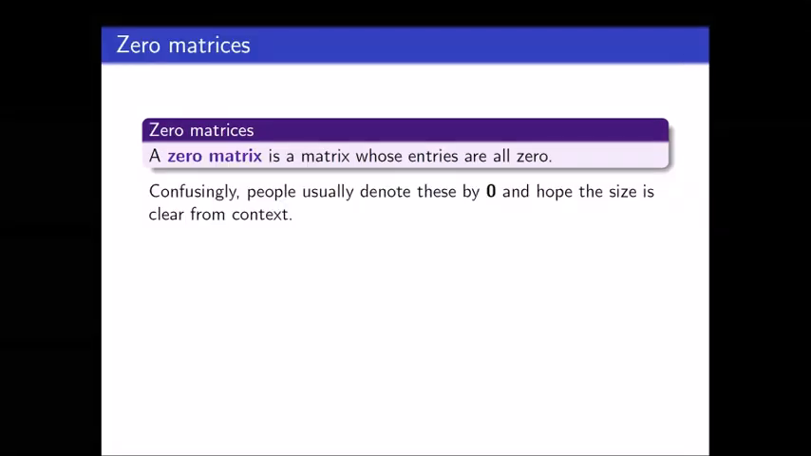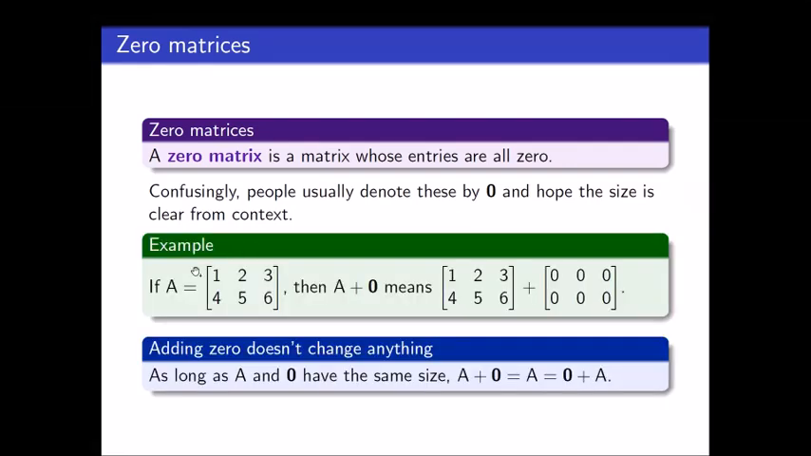So a zero matrix is a matrix whose entries are all zero. And we usually denote this matrix by a zero, and we hope that the size is clear from context. What I mean by that is that if you have a matrix A and we write A plus zero, we mean that we're adding a zero matrix of the same size as A. And it should be clear that when we add a zero matrix to any matrix, it does not change A. In other words, A plus 0 is the same as 0 plus A, and they're both equal to the matrix A.